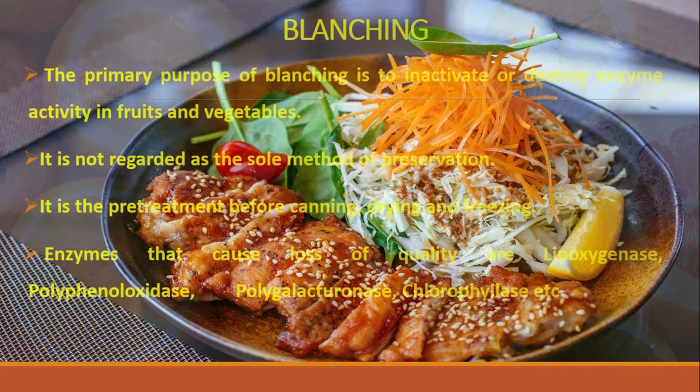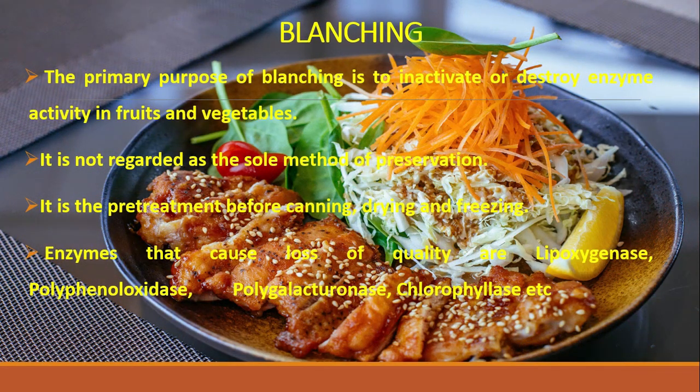And what is blanching? Have you ever heard about blanching? The primary purpose of blanching is to inactivate or destroy enzyme activity in fruits and vegetables. It is not regarded as the sole method of preservation, but it is the pre-treatment before canning, drying and freezing.